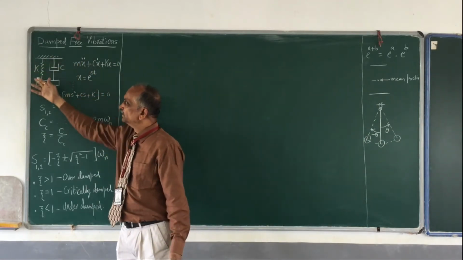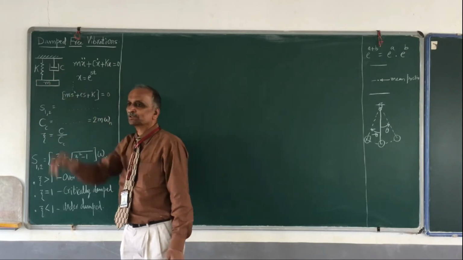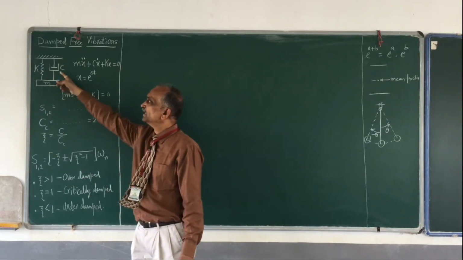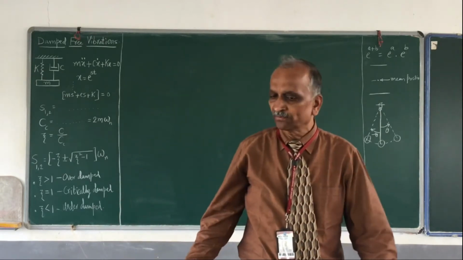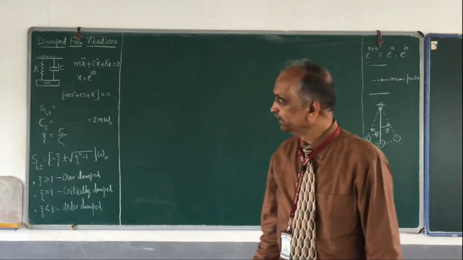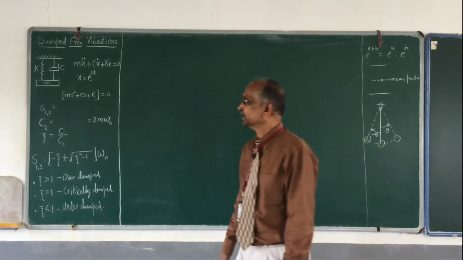So this is a kind of single degree freedom system which is called a damped system. This is also called a spring mass dashpot system. We have a viscous damper here. In case of a viscous damper, the resistance force offered by the viscous damper is directly proportional to the velocity. F is equal to C into x dot.